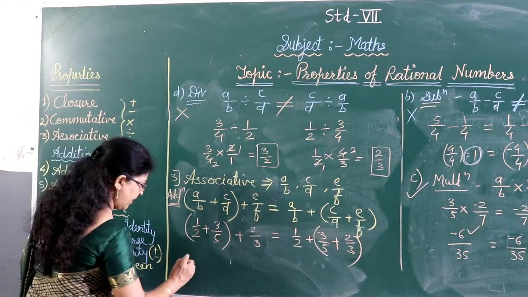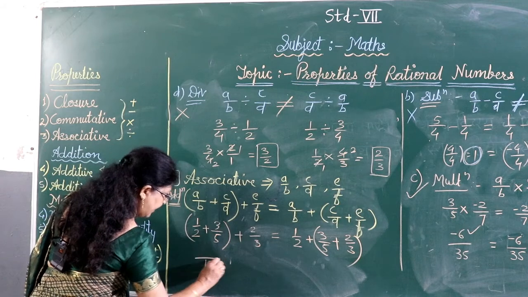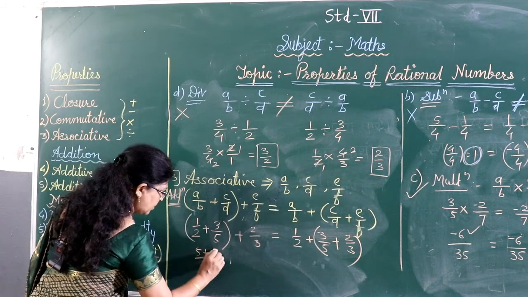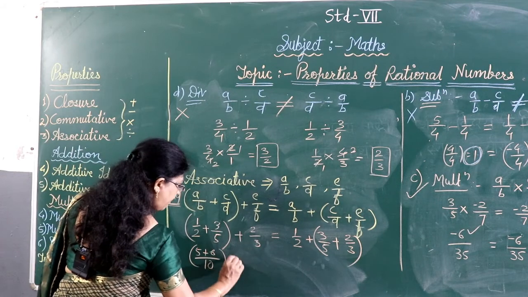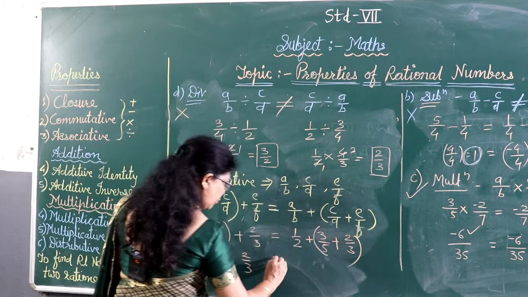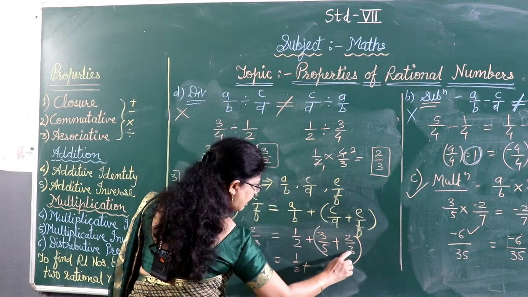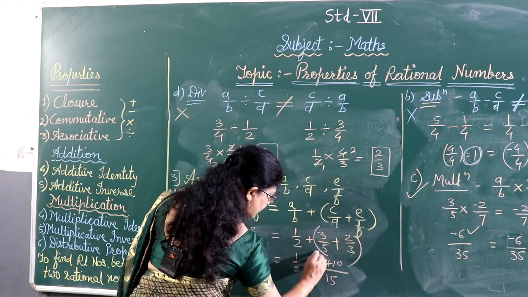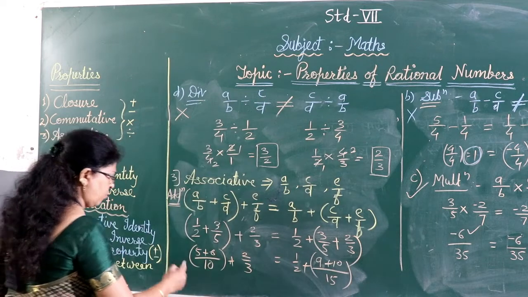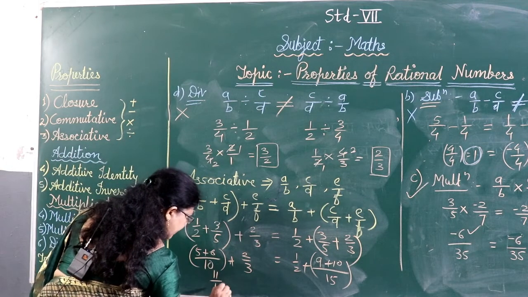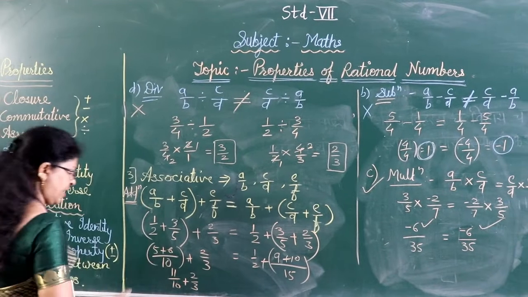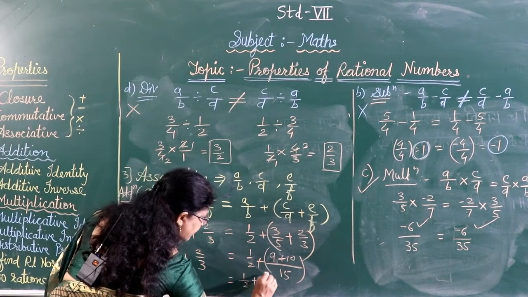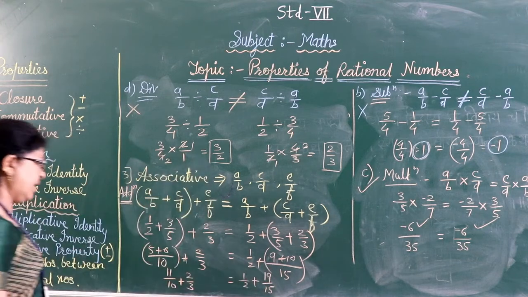LCM of 5 and 2, 5 2s are 10. So your denominator will be 10, and then cross multiplication. 5 1s are 5 plus 3 2s are 6. Right? This plus 2 upon 3. Here also you can find 1 by 2 plus, now here LCM comes 15. So in bracket 9 plus 5 2s are 10. I am solving here only. 5 plus 6, 11 upon 10 plus 2 upon 3. Right, 5 plus 6 is 11. And here will come now 1 upon 2 plus 9 plus 10, 19 upon 15. Right, then go on solving.